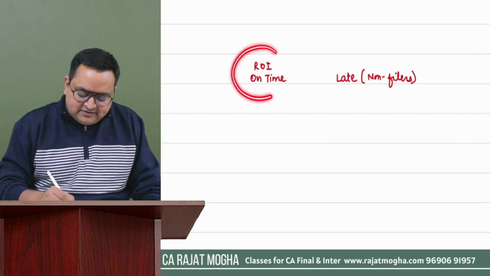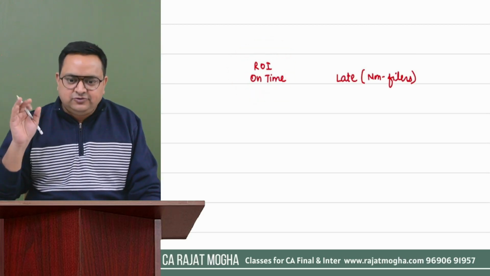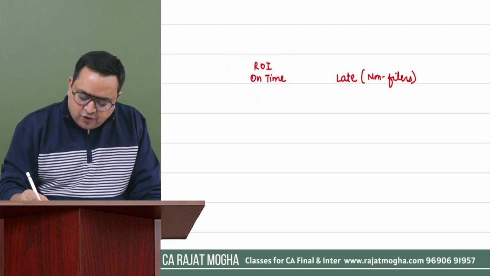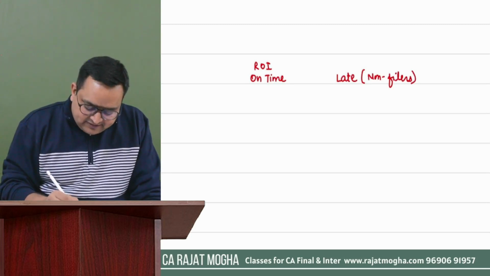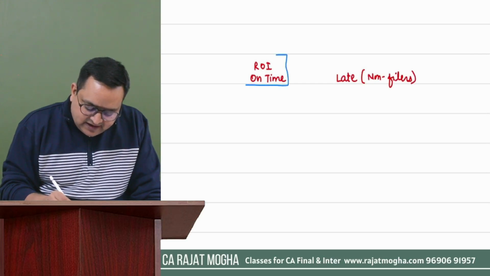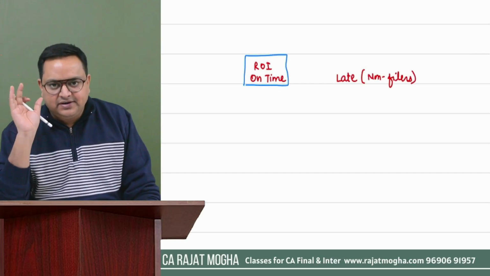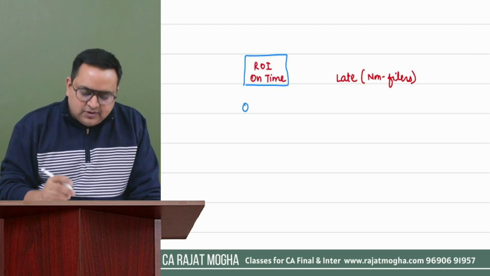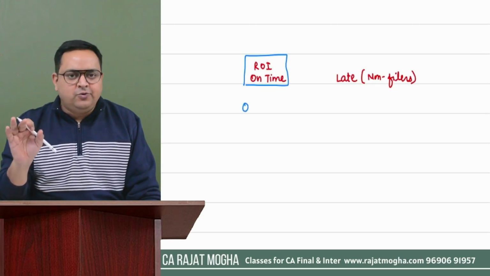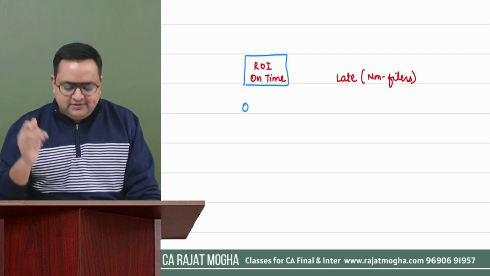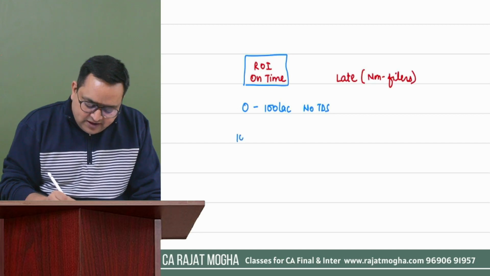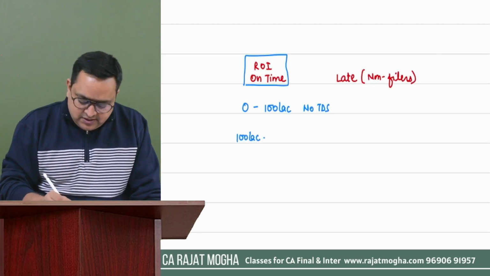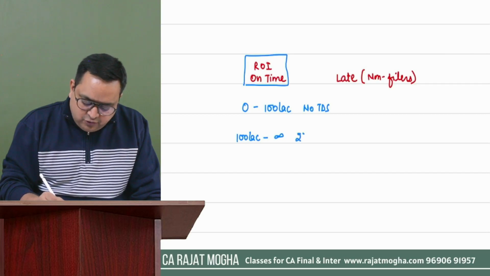So if this assessee files their returns on time, then the bank, post office or cooperative bank will deduct TDS if you withdraw more than 1 crore rupees. Good. Getting this? So up to 100 lakh, that is up to 1 crore, there would be no TDS. In excess of 1 crore, there will be TDS. So 0 to 100 lakh, no TDS. And if it is more than 100 lakh to any amount to infinity, it would be 2% TDS.